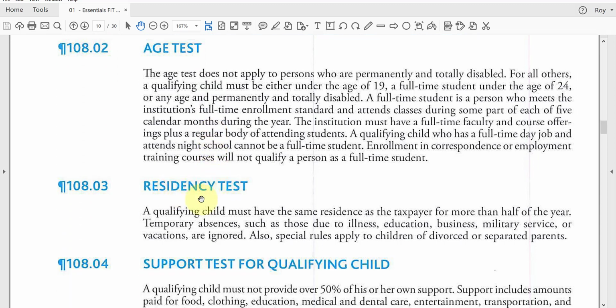The next test is residency, and not residency in the US, but a dependent as a resident with the taxpayer for more than half the year. Doesn't have to be the whole year, as long as it's more than 6 months during the year. Here it says temporary absences from being in the home of the taxpayer due to maybe being in the hospital or away for school or even in the military is just considered to be temporary, and still at that time you're considered to be living with the taxpayer for tax purposes.